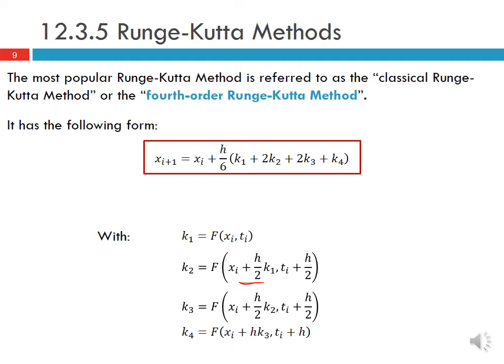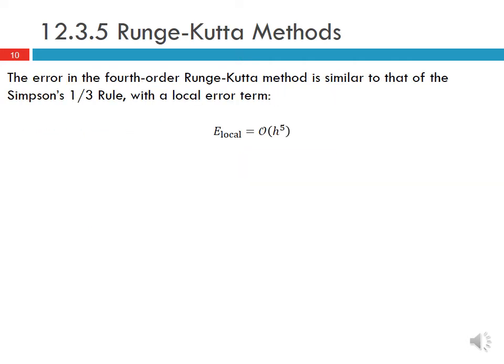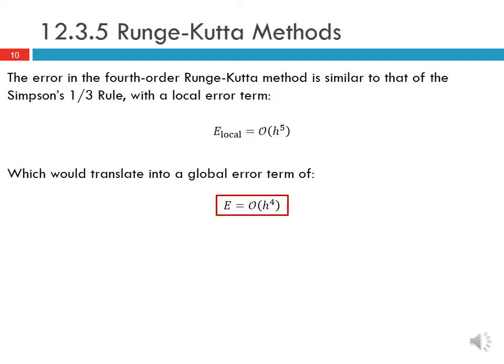You can see that we basically evaluate these four intermediate function evaluations at each time step. We use all four of these to help us go from x_i to x_{i+1}. And the error in the fourth order Runge-Kutta method is similar to that of Simpson's 1/3 rule, with the local error term of order h to the power 5, which translates into a global error of order h to the power 4. So this method has much higher accuracy than the methods that we've talked about previously.